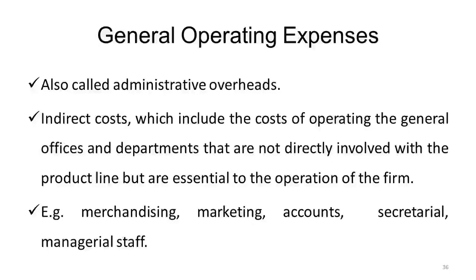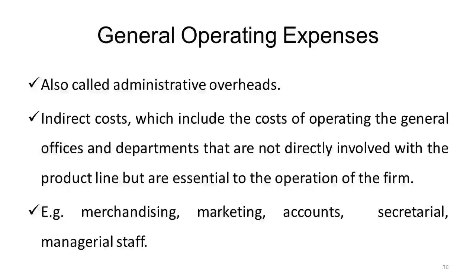These are indirect costs, which include the cost of operating the general offices and departments. And this is not directly involved with the production line, not related to the factory. But these are essential to the operation of the firm. How will the factory run if you don't get orders? So marketing people are supposed to get the orders. Merchandisers, they are supposed to coordinate the orders.